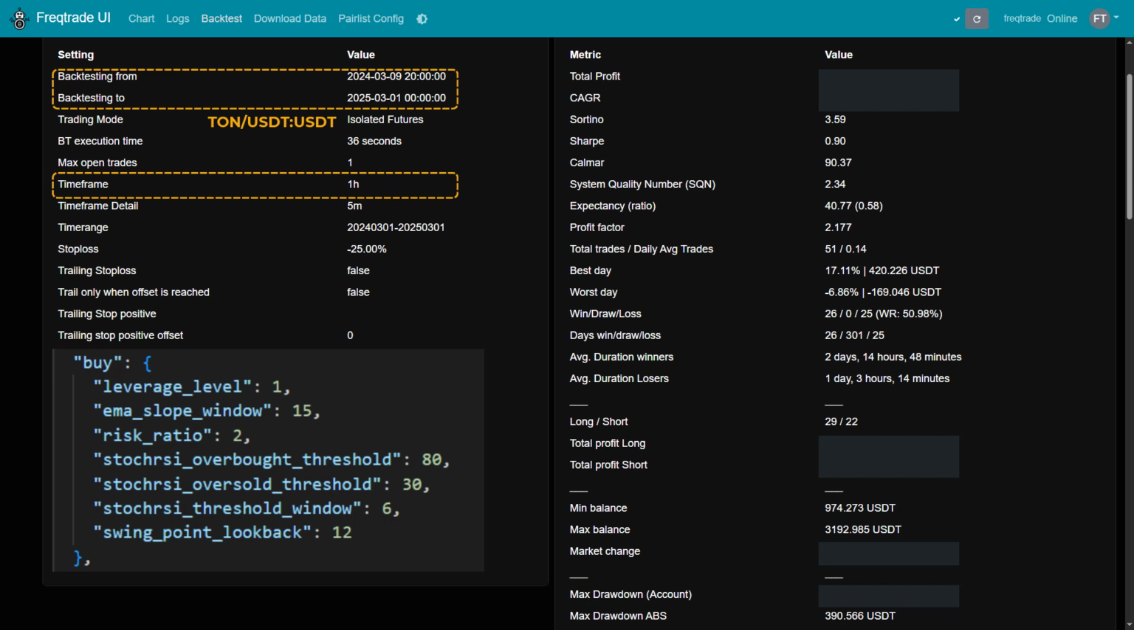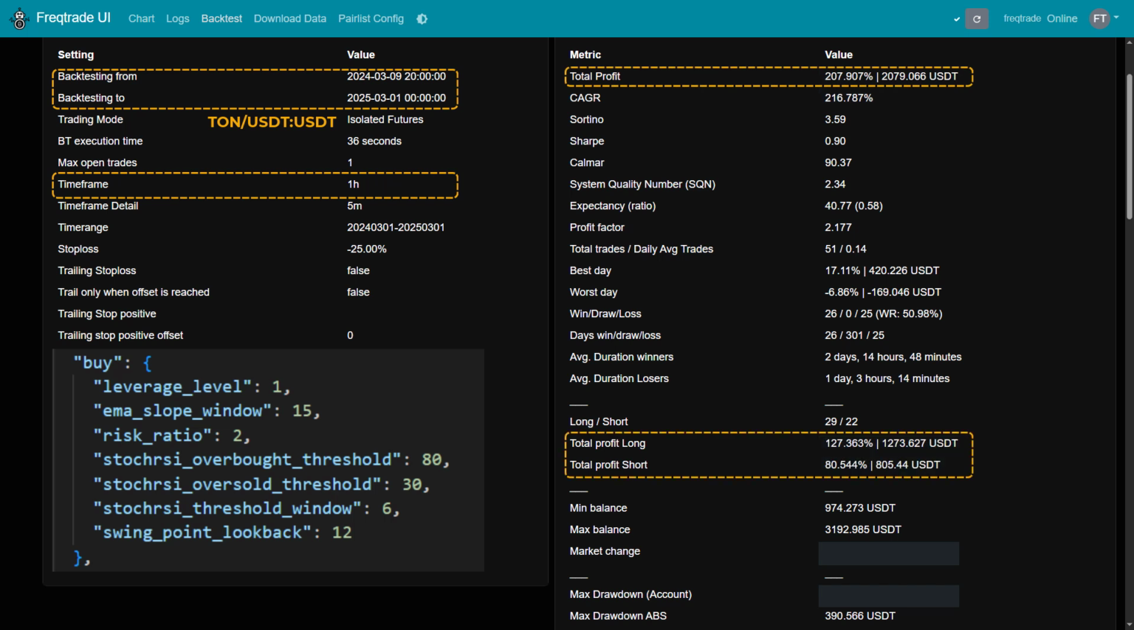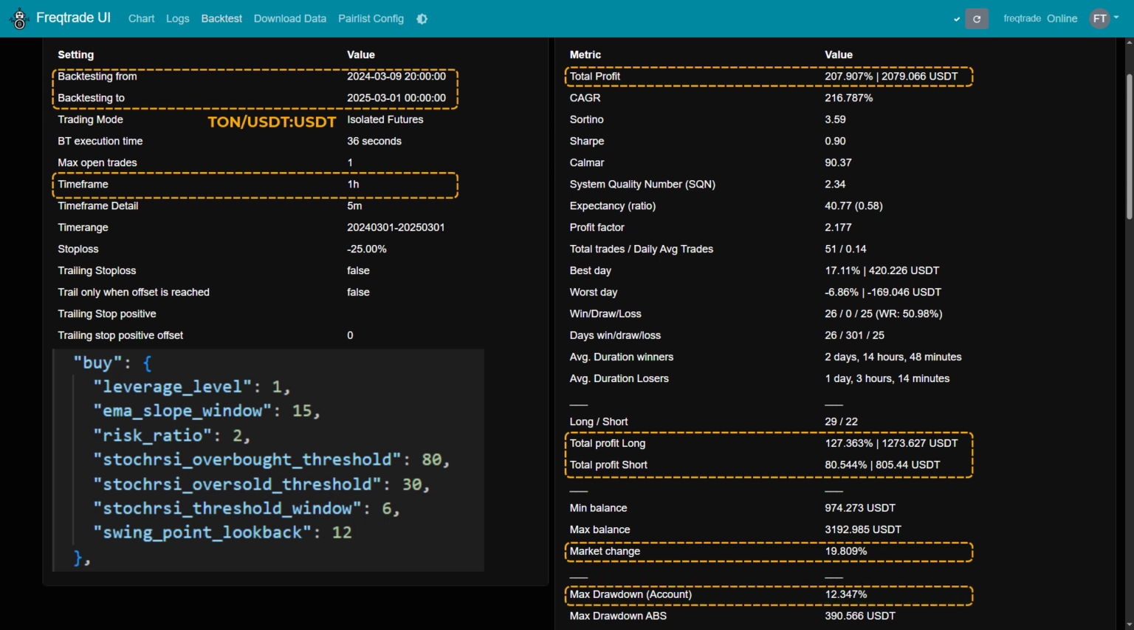The strategy delivered a total profit of 207%, with 127% coming from long trades and 80% from short trades, which is quite impressive. During the same period, the market only gained 19%, highlighting the effectiveness of this approach. The maximum drawdown was just 12%, showing that while there were some pullbacks, the overall performance stayed strong.